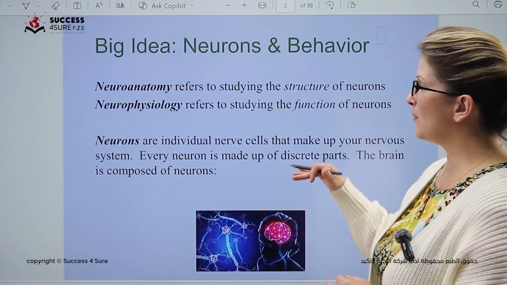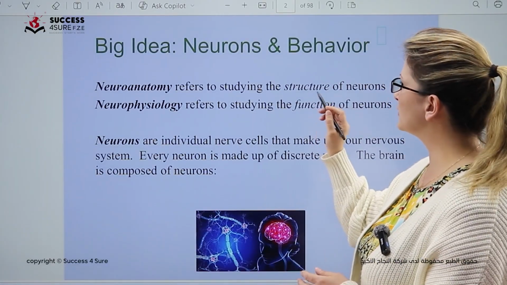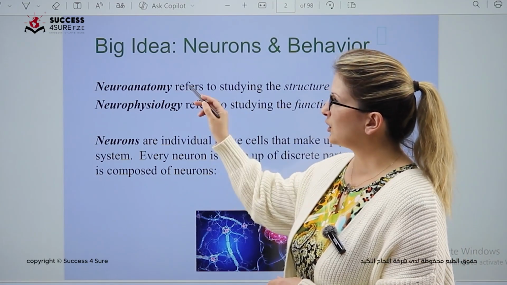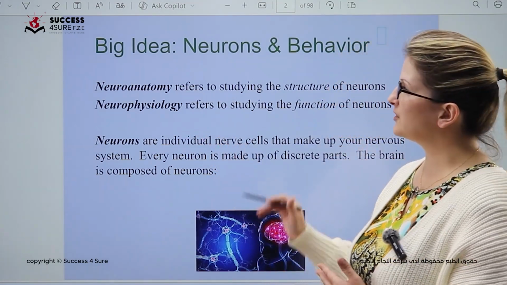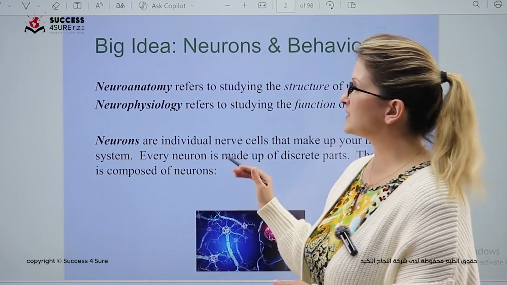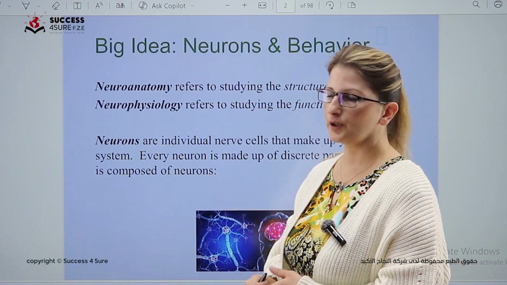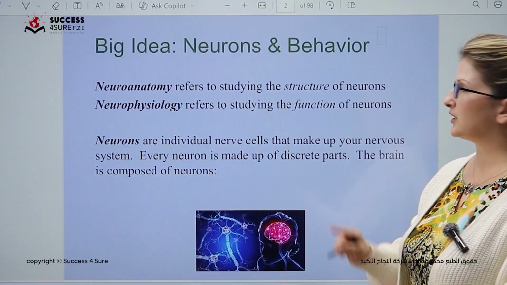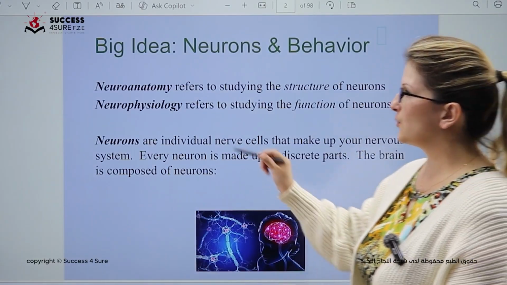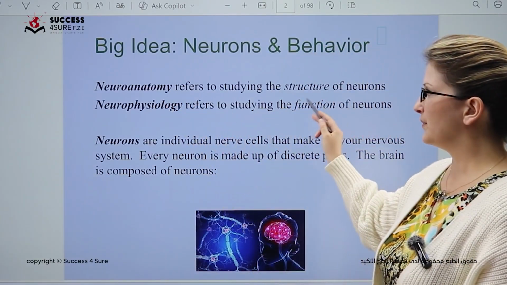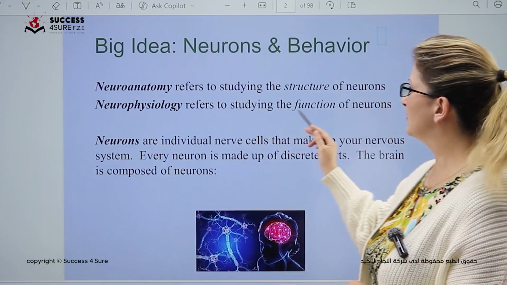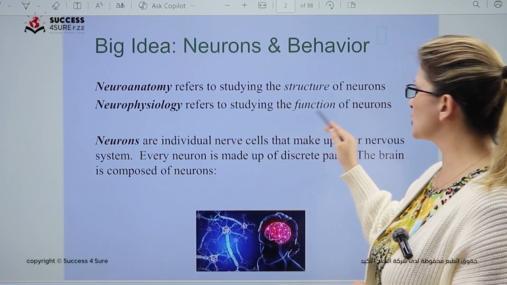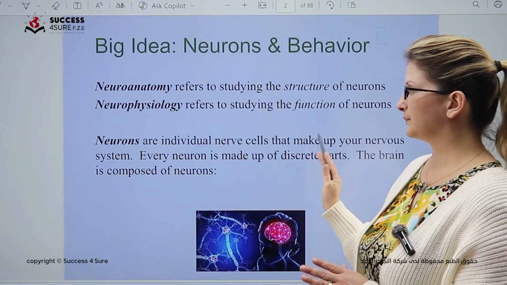So let's get started from the basics, talking about neurons and behavior. We'll be talking about two different disciplines here. The first one is neuroanatomy, and the second one is neurophysiology. Neuroanatomy refers to studying the structure of a neuron. So anatomy, the structure. Physiology, function. Neurophysiology refers to studying the function of neurons.